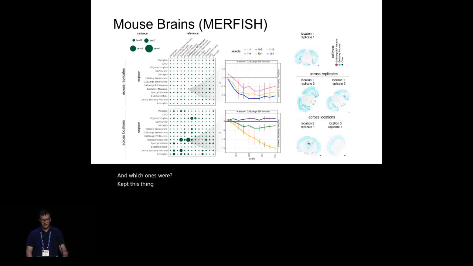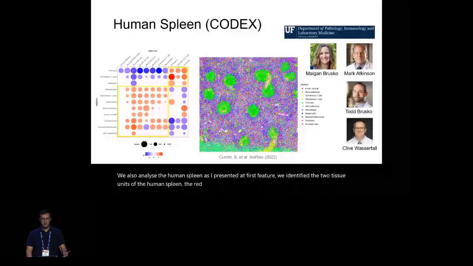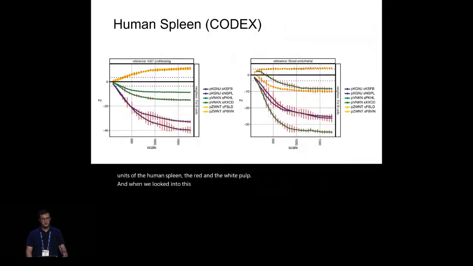We also analyzed the human spleen, as I presented in the first figure. We identified the 2 tissue units of the human spleen, the red and the white pulp. And when we looked into these particular relationships and their variance, we saw that some of the relationships were patient-specific. In this case, we had 6 samples, 2 samples from 3 different patients. Some of the samples that came from the same patient had the same relationship, but it also had sample-specific effects. As you can see, even samples that came from the same patient had different relationships. In this particular figure, each color represents a patient, each trend represents a sample.